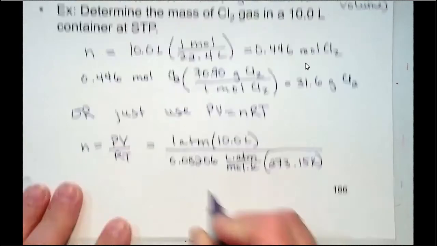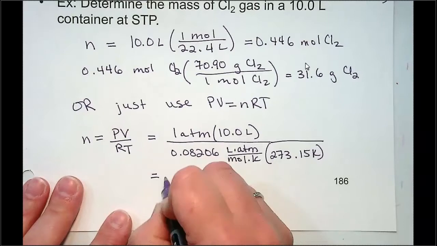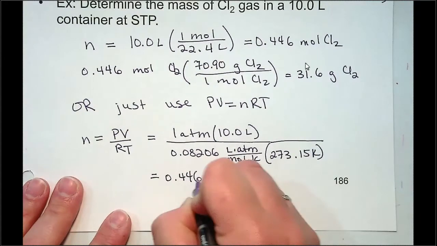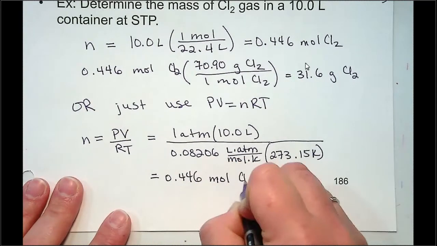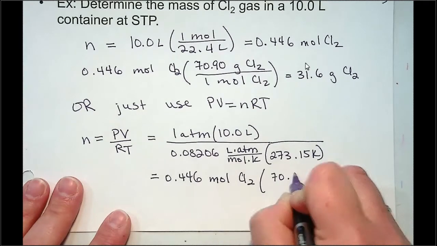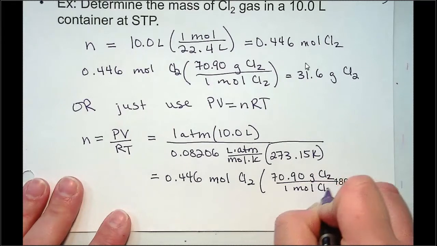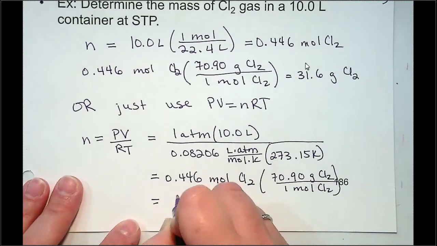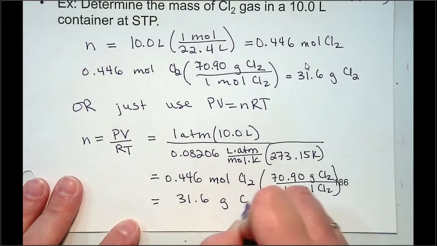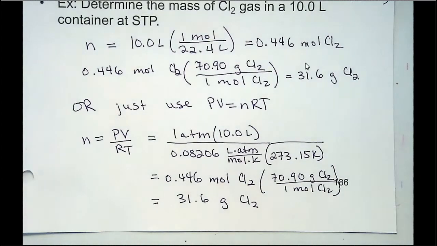So when you solve this, you still get 0.446 moles of Cl2, and then you just multiply by the molar mass to get grams. So you still get 31.6 grams of Cl2. That's not any different. It's just whether or not you know that conversion factor. So you see, the tricky thing in Chapter 5 is really not do you use PV=nRT, it's how do you use it.